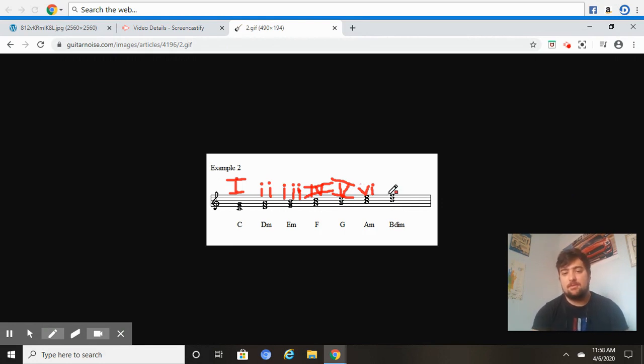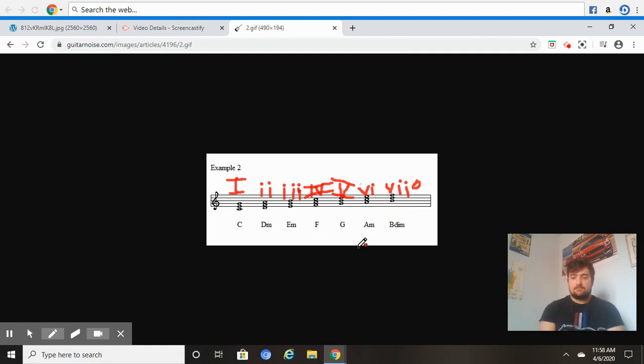But for our purposes, we will mark this. So this one is still lowercase, and it looks like this. And then the diminished sign is a circle, like that. Well, not as disgusting looking as that, but basically that's what that looks like. So there you have it. There are your diatonic chords in the key of C major.